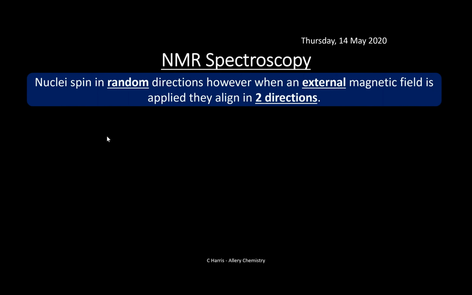Okay, so these nuclei spin in random directions. However, when an external magnetic field is applied, they align in 2 directions. Remember, all this bit here is just going into how an NMR machine works. The reason why this is important is because if you understand how it works, then it makes it a little bit easier to appreciate what these machines can do, and also how we can interpret the spectra and what the spectra actually means.